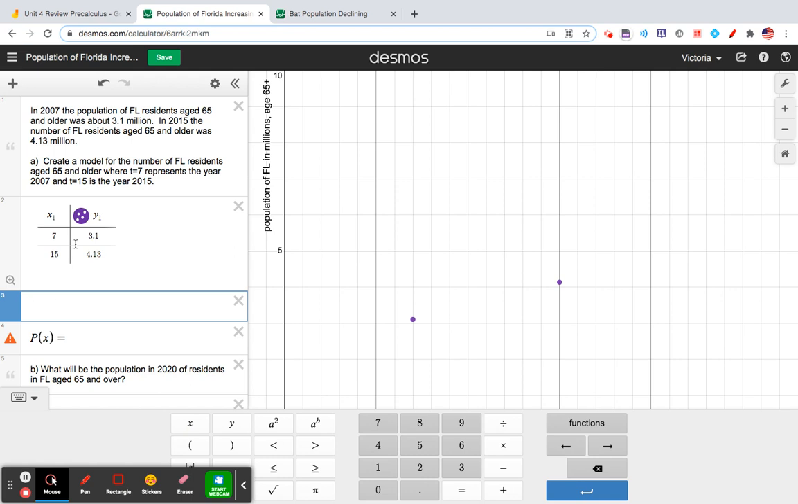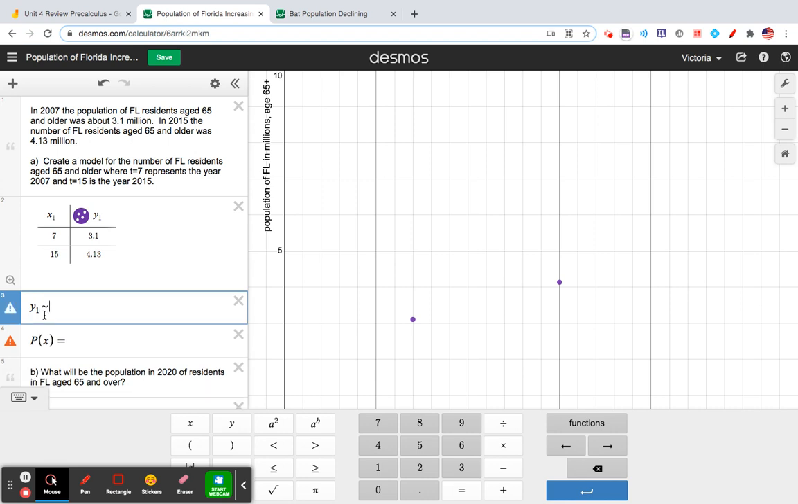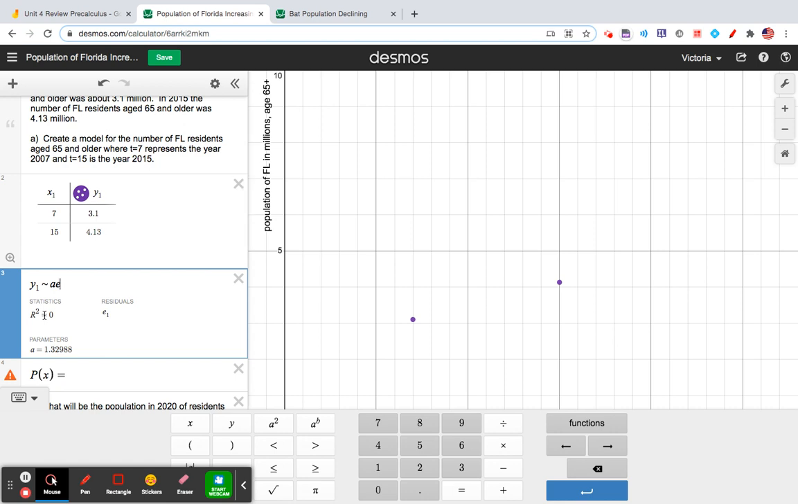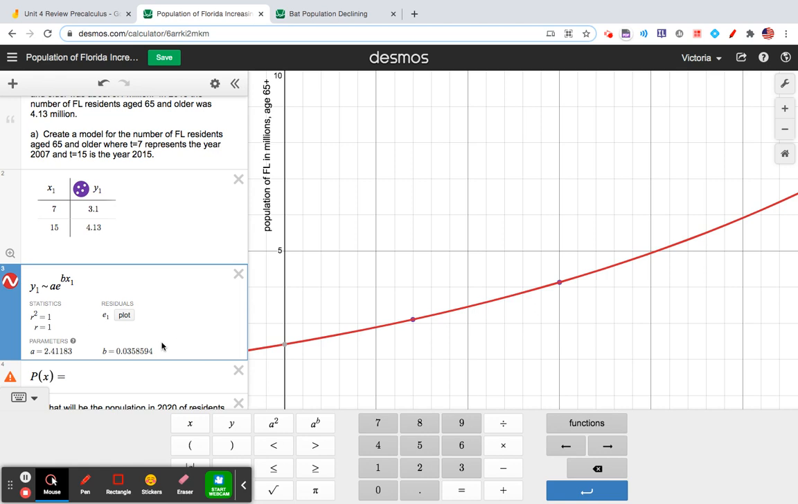You're going to type here; we want an equation between y1 and x1. So we're going to do y1, then we use tilde. Tilde is that little shift, that little wiggly key below the escape. And then I need my A times e raised to the power of B x1. And immediately, with no guesswork, I get the best fit equation that fits through those two points. It tells me what is my A, it tells me what is my B.